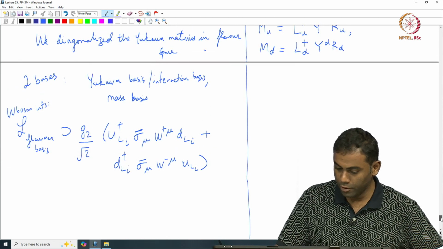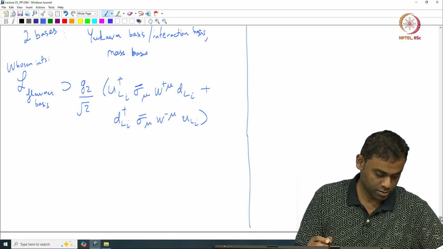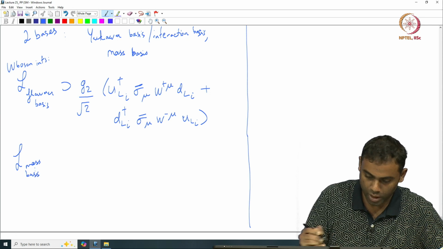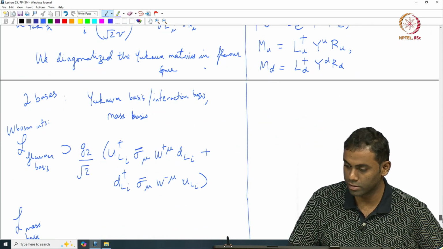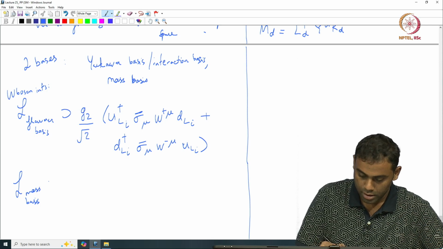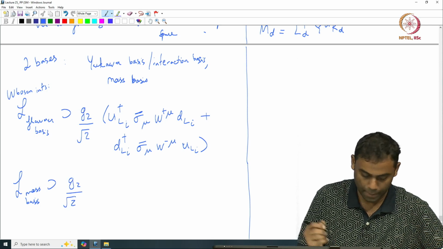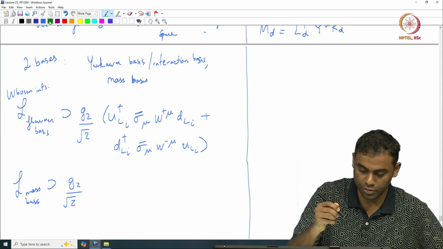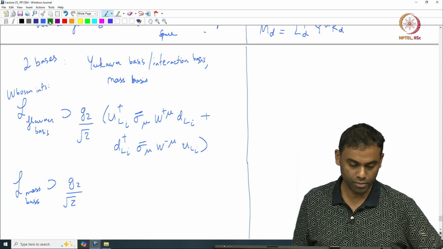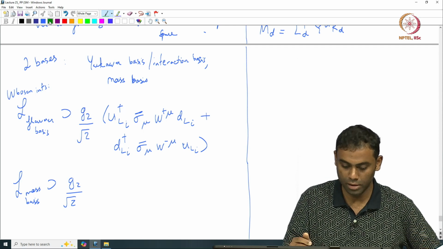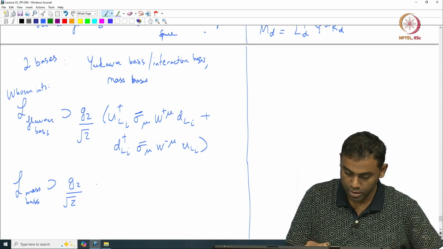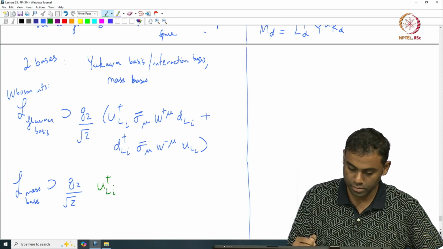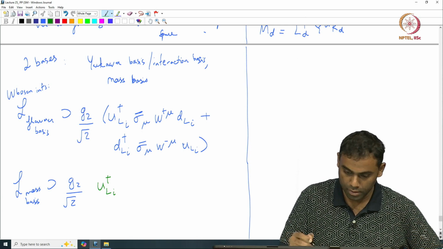Now, if I go to the mass basis, okay, what happens now? I have to rotate all these matrices, right, using these rotation relations, right. In that case, I am going to use, maybe I will use a different color to indicate mass basis, okay, because I am going to use the same notation, but a different color means mass basis, okay. So, U L I, okay. What else do I have?